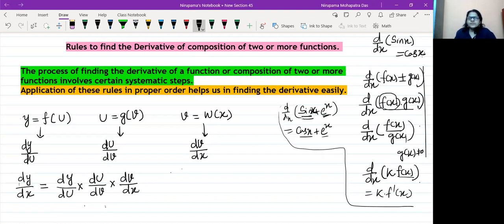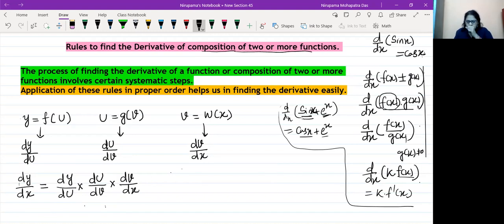And why should we study the chain rule, or what is the chain rule of differentiation? For what purpose do we use it? It is a rule to find the derivative of a composition of two or more functions. Here the key term is composition, composition of two or more functions.